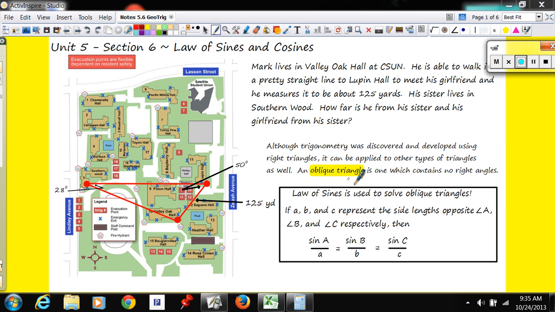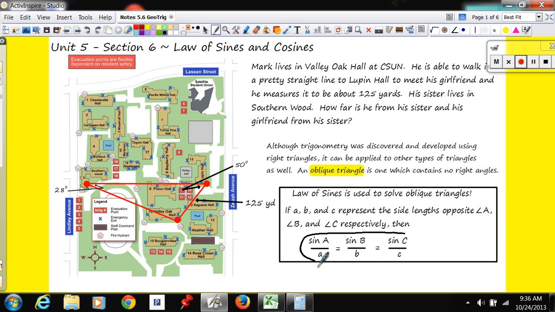An oblique triangle, and I highlighted that, an oblique triangle is one that has no right angles. Any kind of other triangle, could be acute, could be an obtuse triangle, would be called oblique, because it does not have any right angles in it. Now the law of sines is used to solve oblique triangles. So not only can we use trigonometry to solve right triangles, we can also use trigonometry to solve any kind of triangle now. The nice thing about the law of sines is you don't have to worry about which two sides you have. The law of sines is just based on proportions.